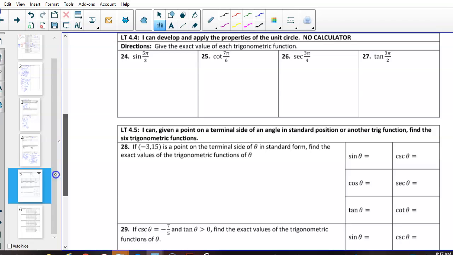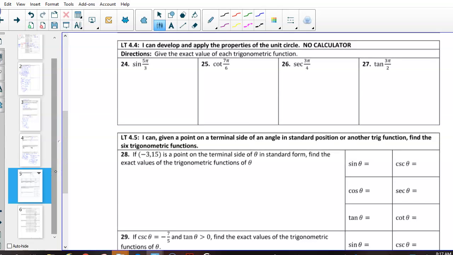Okay, so for this section, I realized that everything that we've been doing, the direction said give the exact value, and then on the test it said give the reference angle and the exact value. So if you didn't give the reference angle, I didn't take off for that.